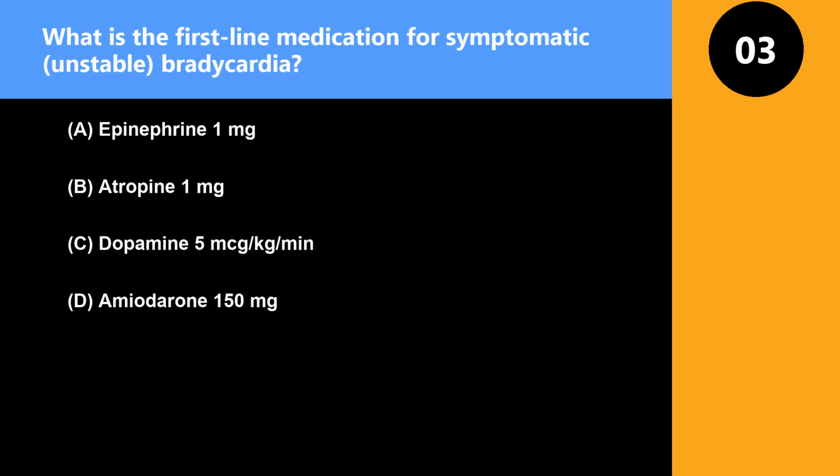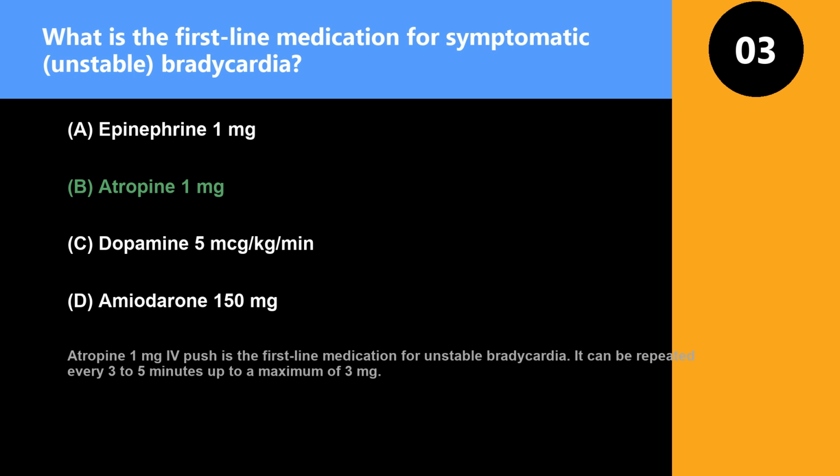Question 3. What is the first-line medication for symptomatic, unstable bradycardia? Option A, epinephrine 1 mg. Option B, atropine 1 mg. Option C, dopamine 5 mcg/kg/min. Option D, amiodarone 150 mg. The correct answer is option B, atropine 1 mg. Atropine 1 mg IV push is the first-line medication for unstable bradycardia. It can be repeated every 3 to 5 minutes up to a maximum of 3 mg.